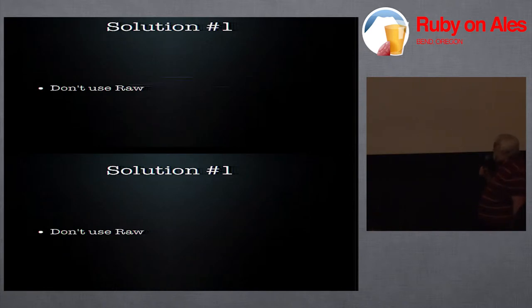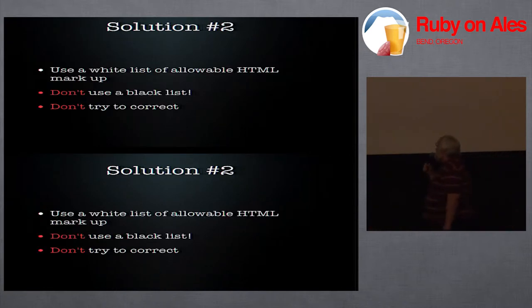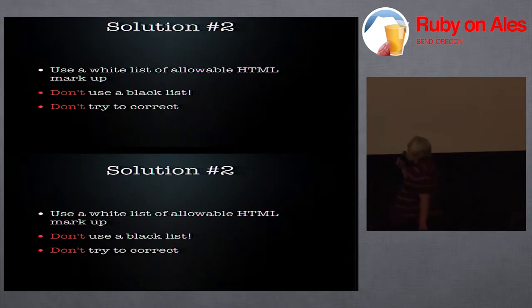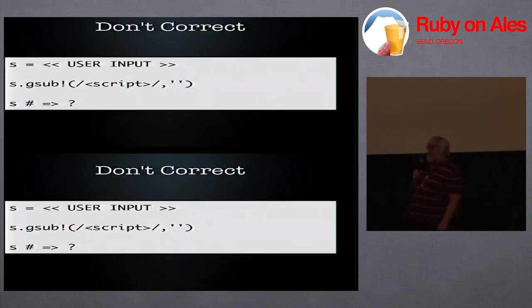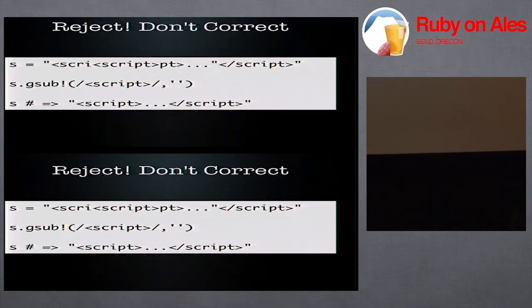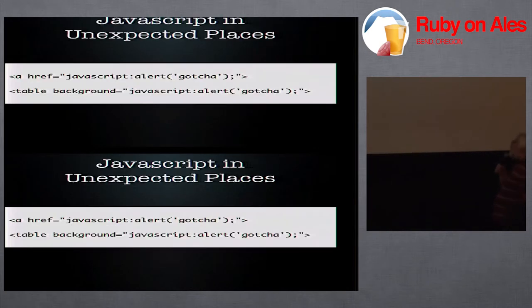So what do you do? Well, don't use raw. I recommend not using that. Don't use raw with anything that comes from the user. If it's generated entirely by you, that's a little bit better, but don't use raw on user input. Don't use a blacklist and don't try to correct. For example, here's someone who tries to correct user input to make it safe. He says, well, we'll just remove any script tags from that input and that'll sanitize it, until the user enters this. So don't try to correct. If the input is bad, reject it. Don't correct it.